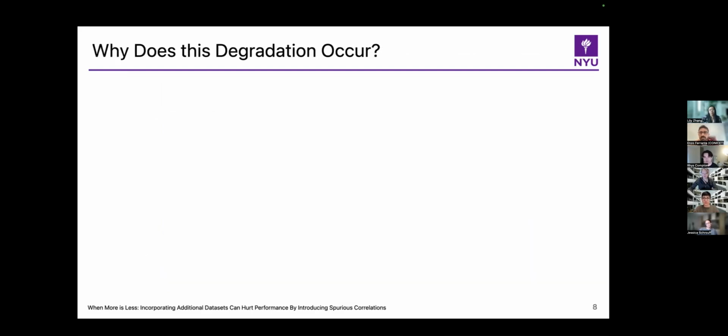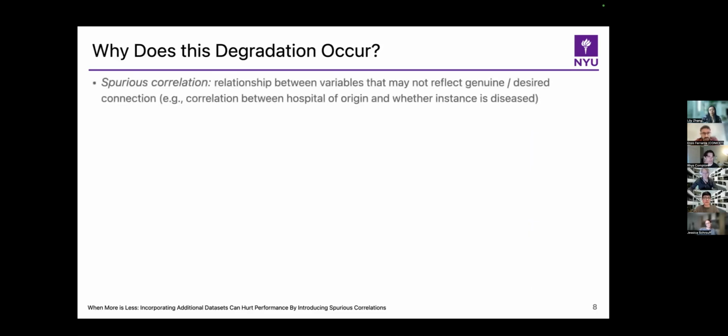So the next question obviously is, why does this occur? This is a somewhat surprising result. It occurs because of the learning of spurious correlations, which is a relationship between two variables in your data that might not be a connection that you want to use during training. Might not be a desired connection. In our case, this is a correlation between the hospital of origin for an image and whether that instance is diseased.